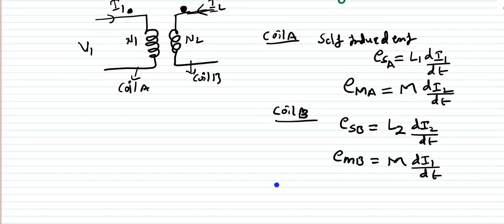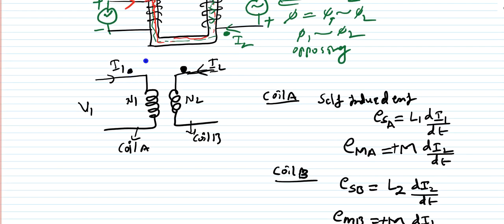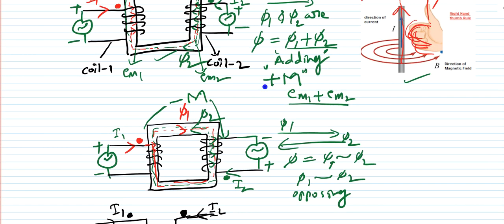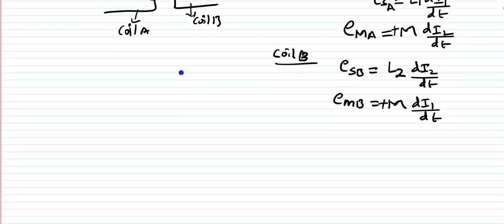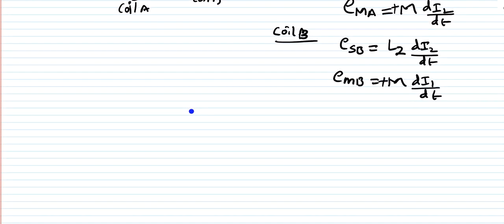So this is why the mutual induced EMFs are positive: the currents entering the dot convention points are both in the same direction, both entering the coil. So according to this concept, this is positive. That is what you have to understand here. And we'll see what happens to that mutual induced EMF. We have different scenarios. So what are the possible different scenarios we have here?